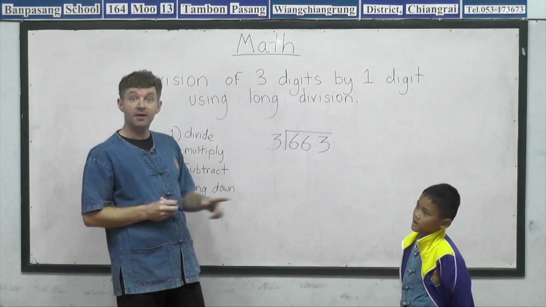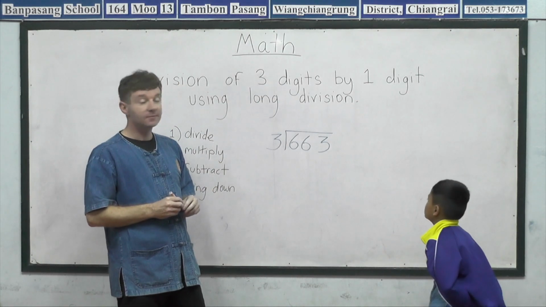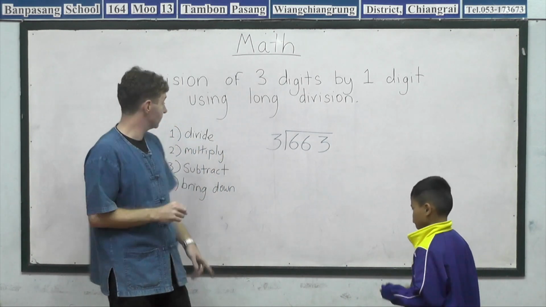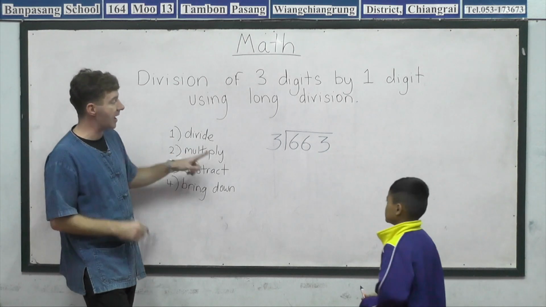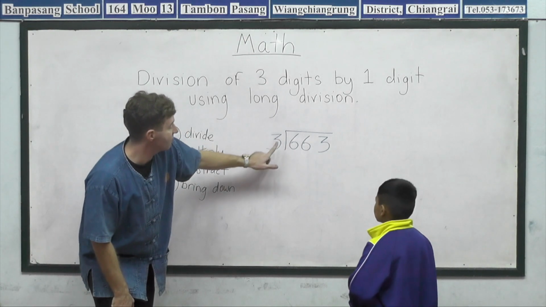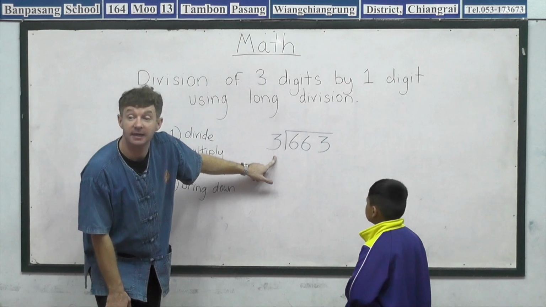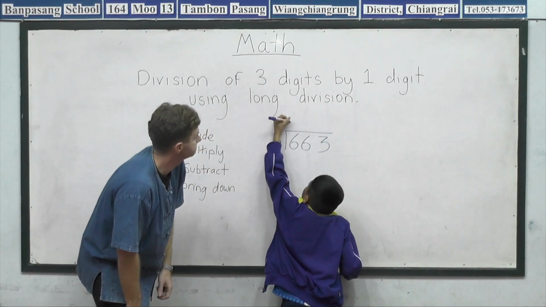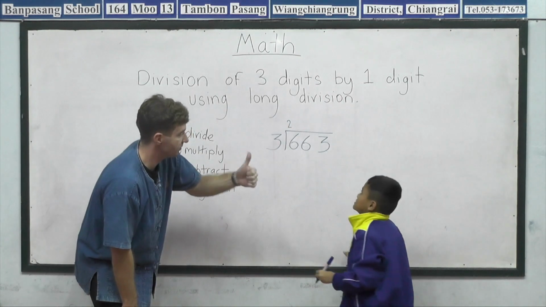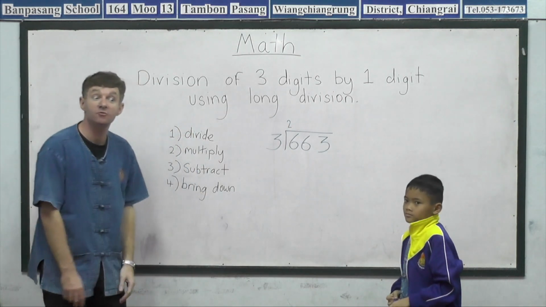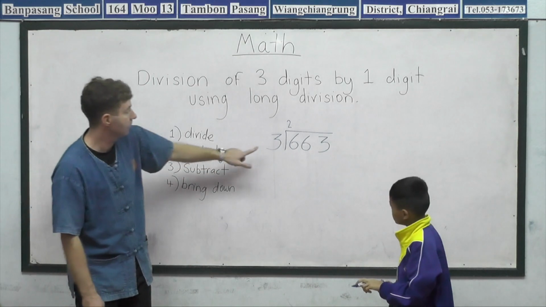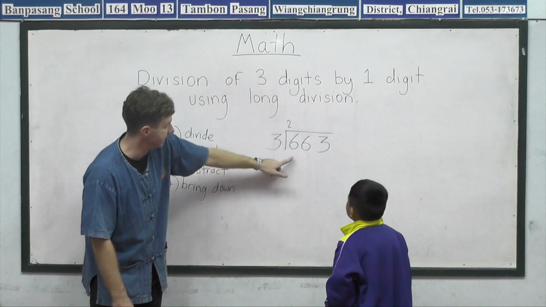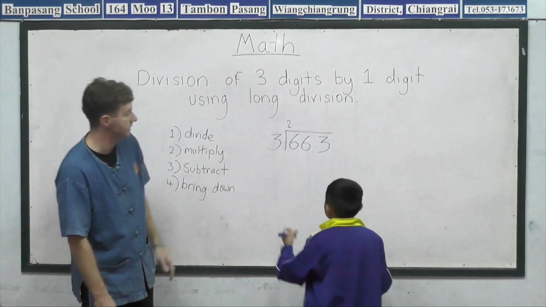663 divided by 3. So Tew, over to you. First of all, we begin with divide. So 6 divided by 3 equals 2. So we can write 2 on top. Perfect. Now we're ready for step number 2. Multiply. 3 times 2 equals 6. So we can write another 6 here.